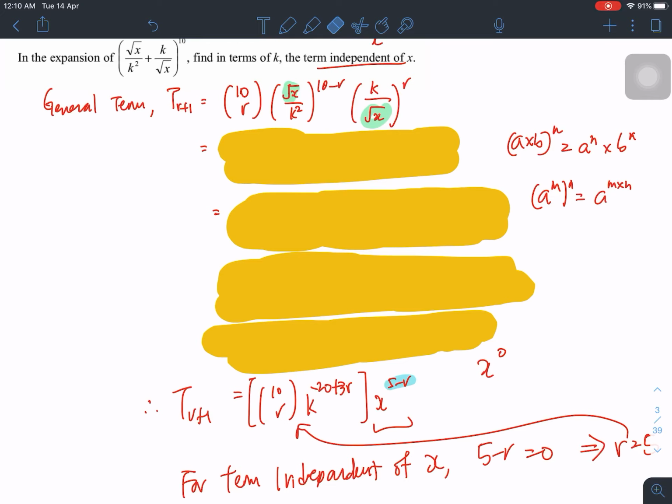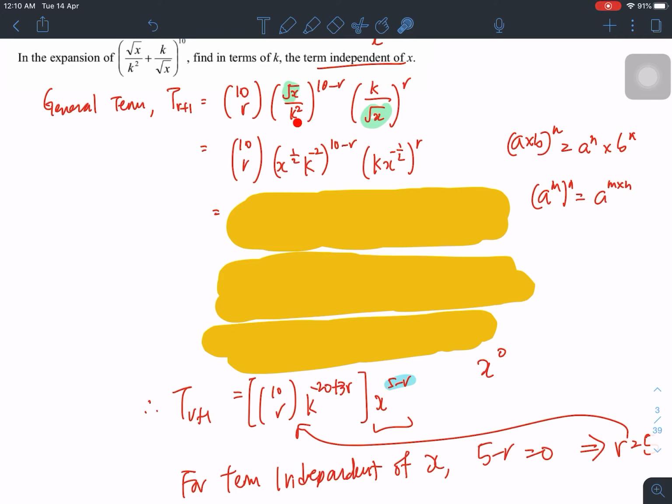Whenever I see radicals, I want to change them to their fractional powers. So in this case, this should be x to the power half. Then all of the denominators I will bring up and join the numerator. When you change, you need to include a negative sign. So let's see how we do that. The first step: we have x to the power half, k to the power of minus 2, the whole thing to the power of 10 minus r, and of course this would be k times x to the power minus half, then the whole thing to the power of r.